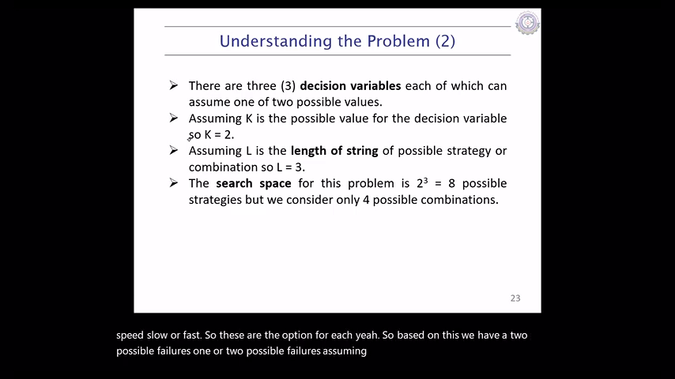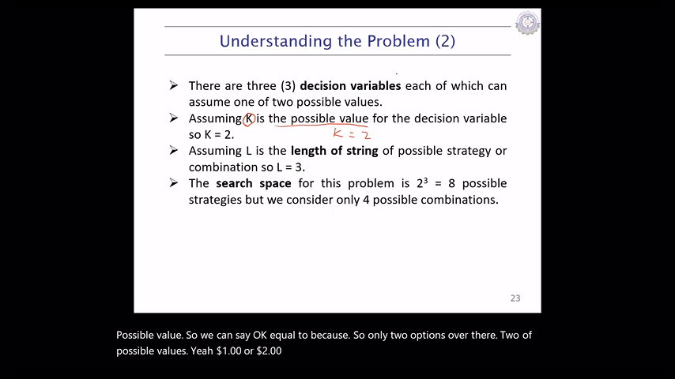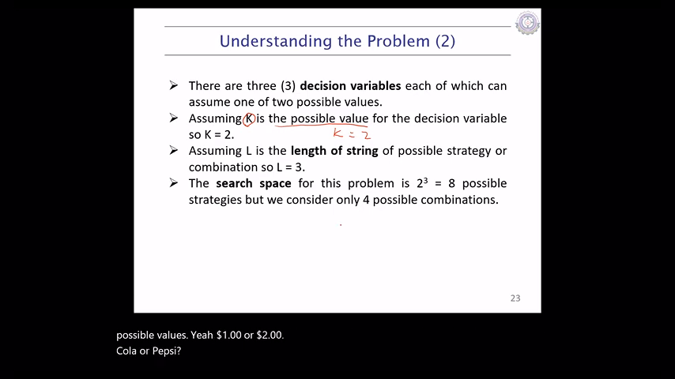Assuming k is the number of possible values for the decision variable, then k equals 2, because there are only two options: $1 or $2, cola or Pepsi, and the last one, slow service or fast service. So for these three variables k equals 2, because there are only two possible values. If there were three possible values, then we would put k equal to 3.